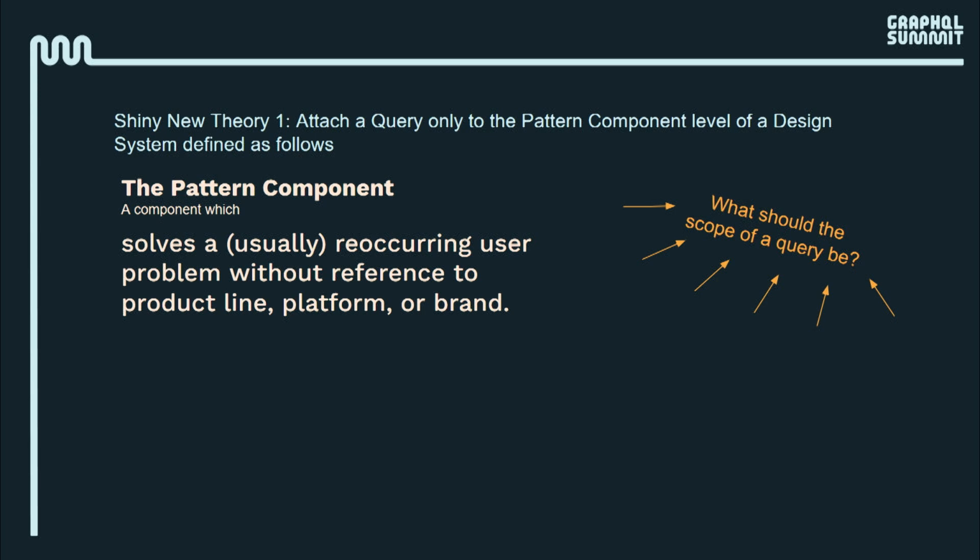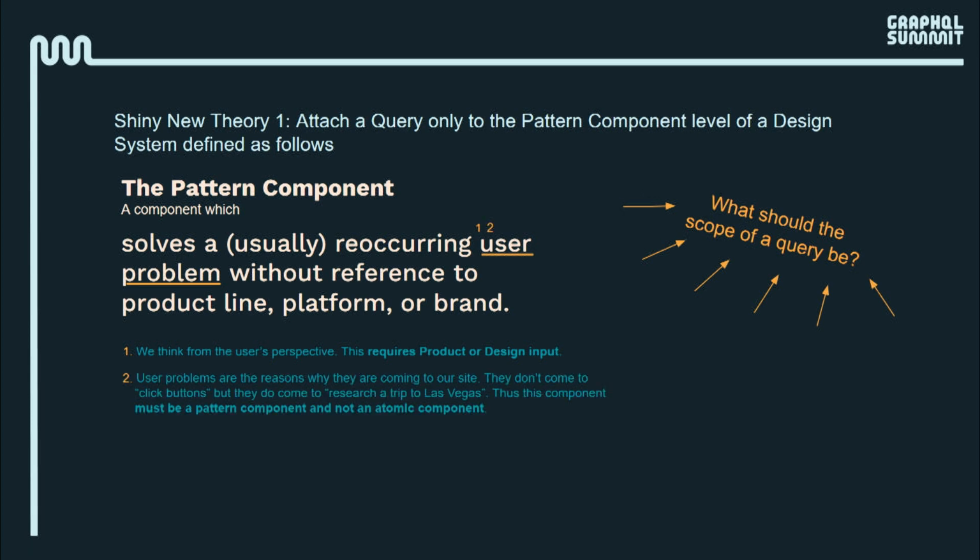So I'm going to break all that down. If we are really focused on a user problem at this part of our design system, that means we're thinking from the user's perspective. This requires product or design input. Another implication of revolving around the user problem is that users don't come to our site or our app to click buttons. But they do come to research a trip to Las Vegas. So this component needs to be at the pattern component level within our design system, not an atomic component. Atomic components are really just mechanical realities. They're essential, they're important, but their purpose is very different.